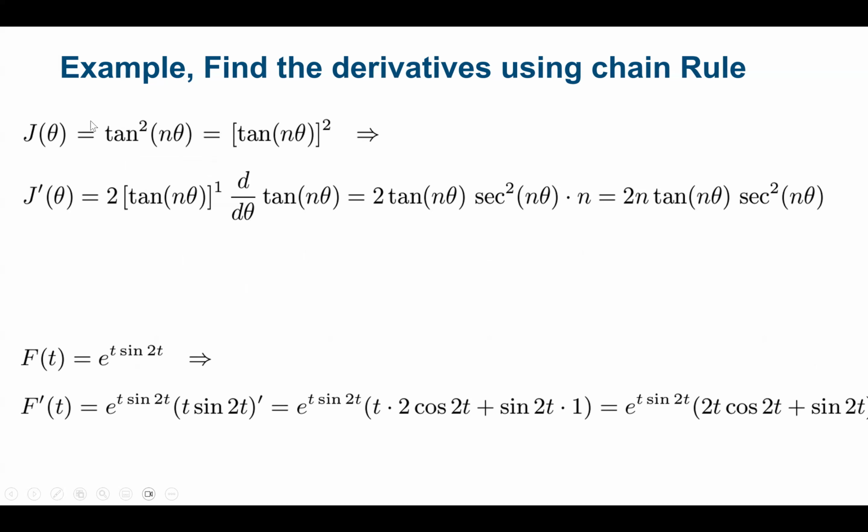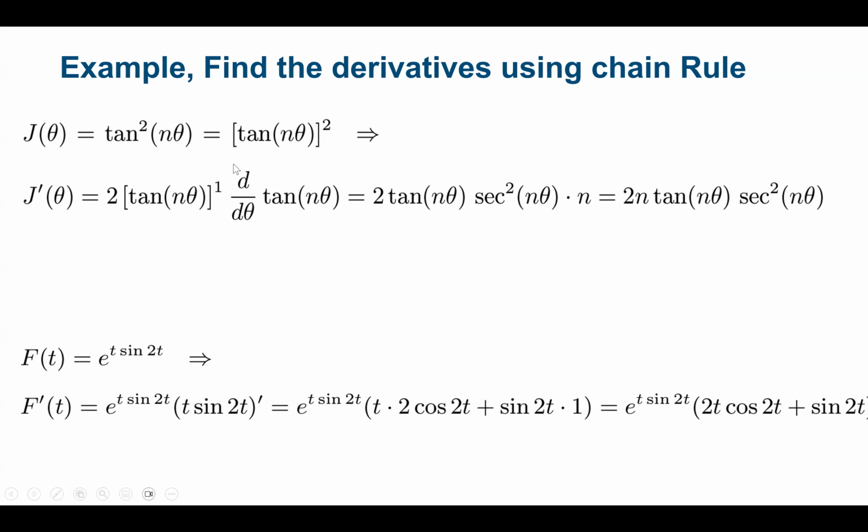So let's go to the next question, which is find the derivative of j at theta equal to tan square n theta. Here again, n theta makes it a composite function. Now we saw in the previous example that square theta means the square affects everything. So the same thing here, tan square n theta means tan n theta all squared. So first thing we do, we use the power rule again. Then we find the derivative of tan n theta.